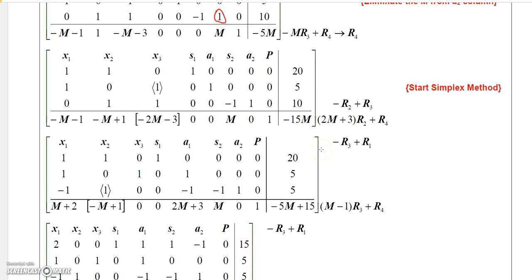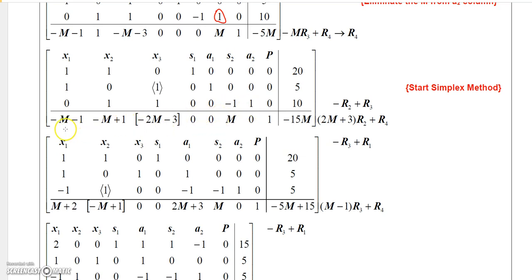Now that we've eliminated those m's below the artificial variables, we can start the simplex method. I know you might look at this and say, well, don't we have to eliminate this? No, we only have to eliminate the m below the A1 column and the A2 column. Then we can start the simplex method.